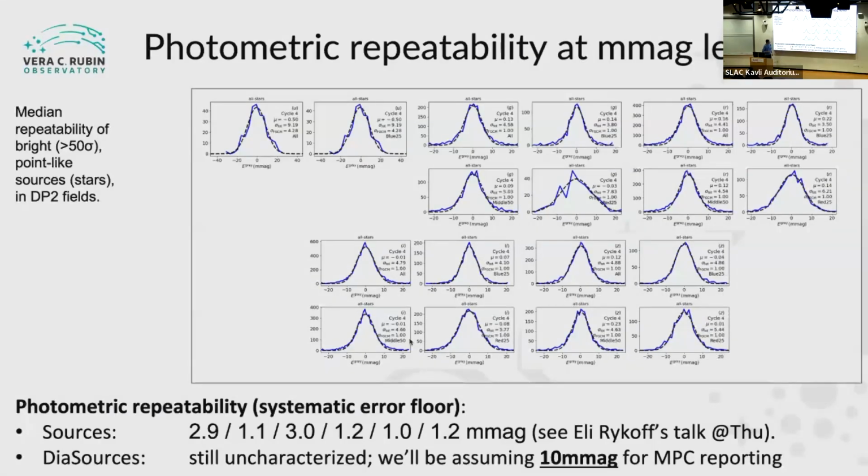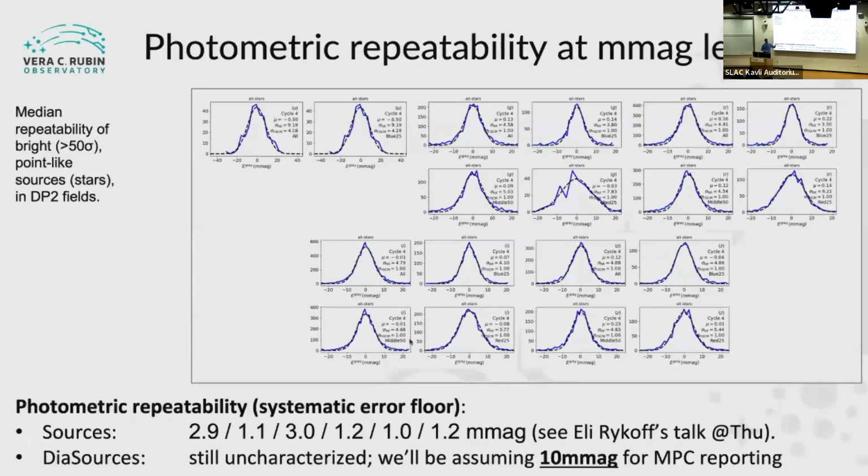That is fantastic. For DIA sources, which is where almost all of the data comes from in DP2, we still haven't characterized these numbers. DIA sources do not go through a procedure called FGCM, which Eli is going to talk about on Thursday, which improves these systematics. So it's still really uncharacterized, but we know that it's not worse than 10 millimags when it comes to photometry in difference images.